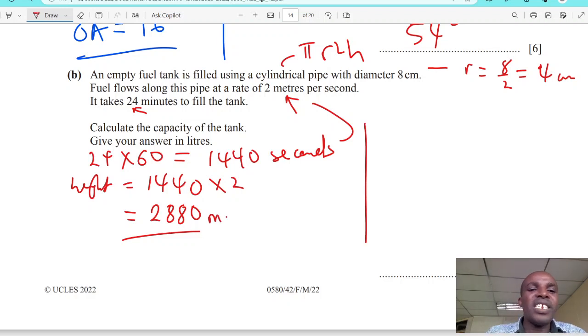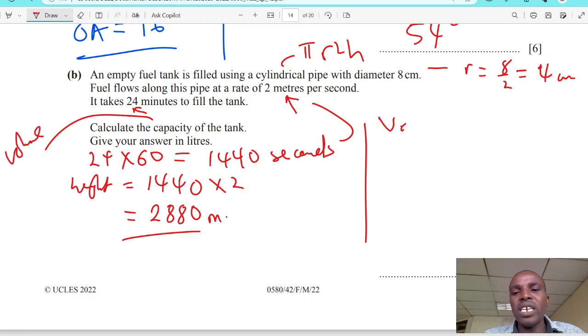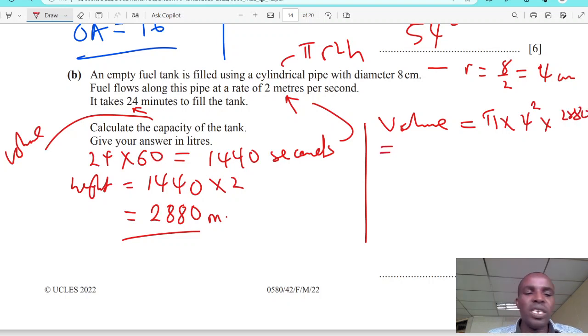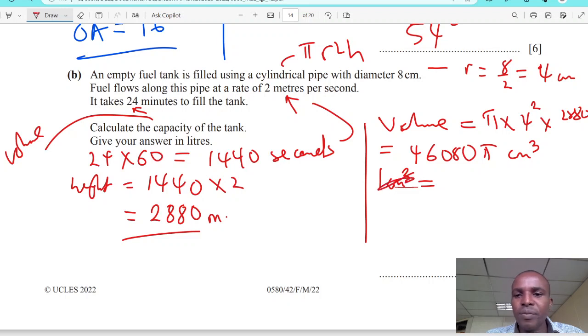Then the capacity. Capacity is volume. So volume of the cylinder is pi times radius 4 squared times height. That is 2880. Then it will be 2880 times 4 squared 16, then times pi, you get 46080 pi. And these are cubic centimeters. Then 1 liter is 1000 cubic centimeters.